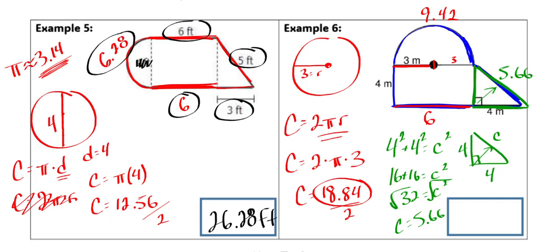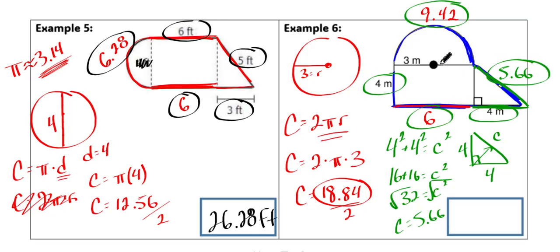All right, now I have all my sides. Remember, the 3 is the radius. That's not a part of the border of the shape. It's cutting right through the middle. So you're just adding up the ones that I circled there. We're going to get 29.08 meters as our perimeter.